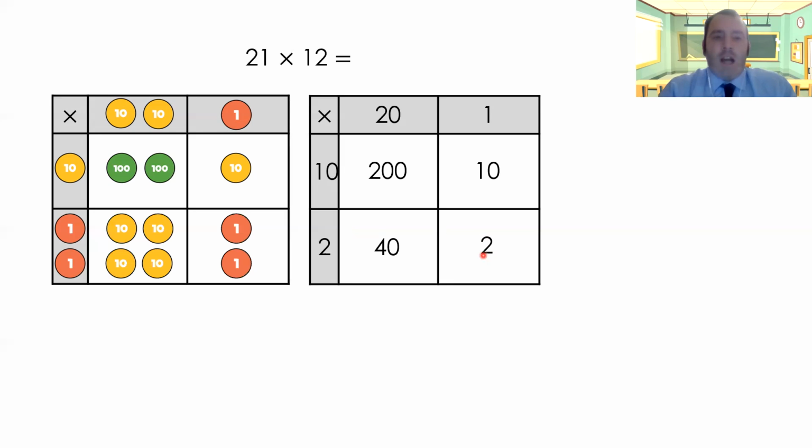So exactly the same. I would either count up the number of counters I've got for each place value using the model on the left. On the right, I'm going to do the similar thing, and I'm going to have to add all of these numbers together. So I've got 200 plus 40 plus 10 plus 2. That will give me my answer. So let's work it through. So I've got 200 plus 40 is 240, plus 10 is 250, plus 2 gives me 252. There we go. There's my answer.